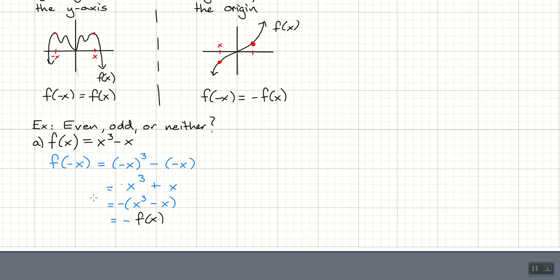Notice what just happened. We just showed that for any negative x you plug in, it spits out exactly negative f of x. If x spits out y, negative x spits out negative y. That is what's written on the board right here. f of negative x, did it eventually spit this out? So all of a sudden, once we have that, we know that this thing is odd. Odd function.